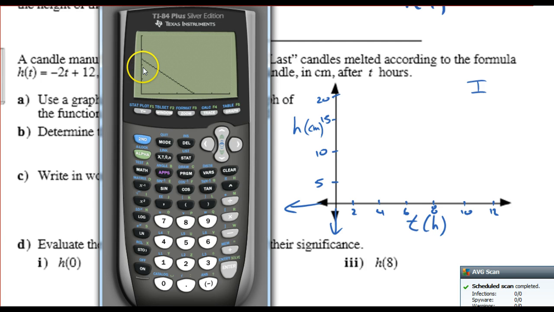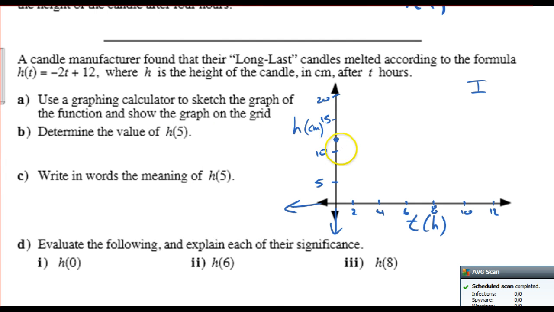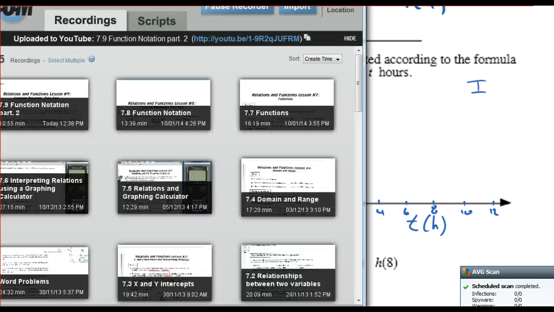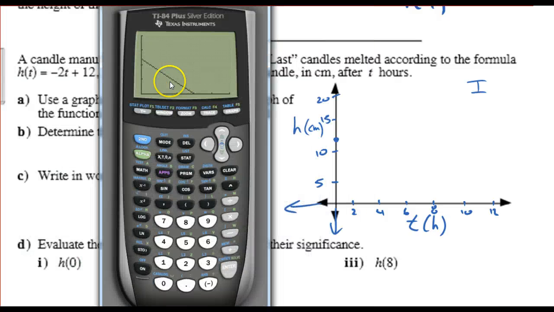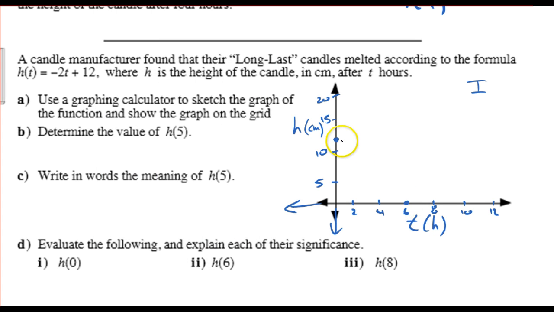Well, it looks like it starts just above 10 here, starts right about here, and it looks like it goes down to 0 at right about 6 hours, so somewhere around here. So I'm just going to go ahead and connect those right there. All right. So determine the value of h of 5.